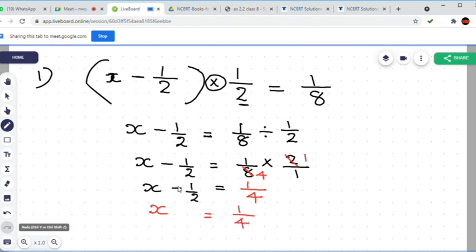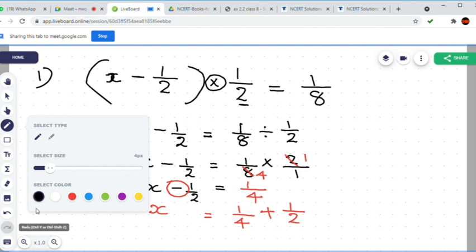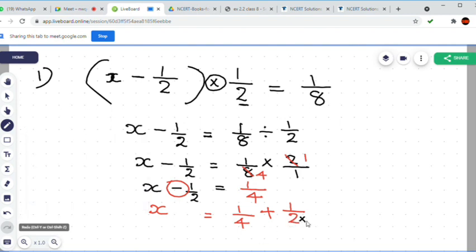So we can write the next step as x equal to 1 by 4. Then on the left side that is subtraction, so we do the addition on the right side, the reverse operation: 1 by 4 plus 1 by 2. The denominators are different, so we take the LCM. What is the LCM of those 2? 4. So you multiply here with 2. So we can write it as x equal to 1 by 4 plus 2 by 4.